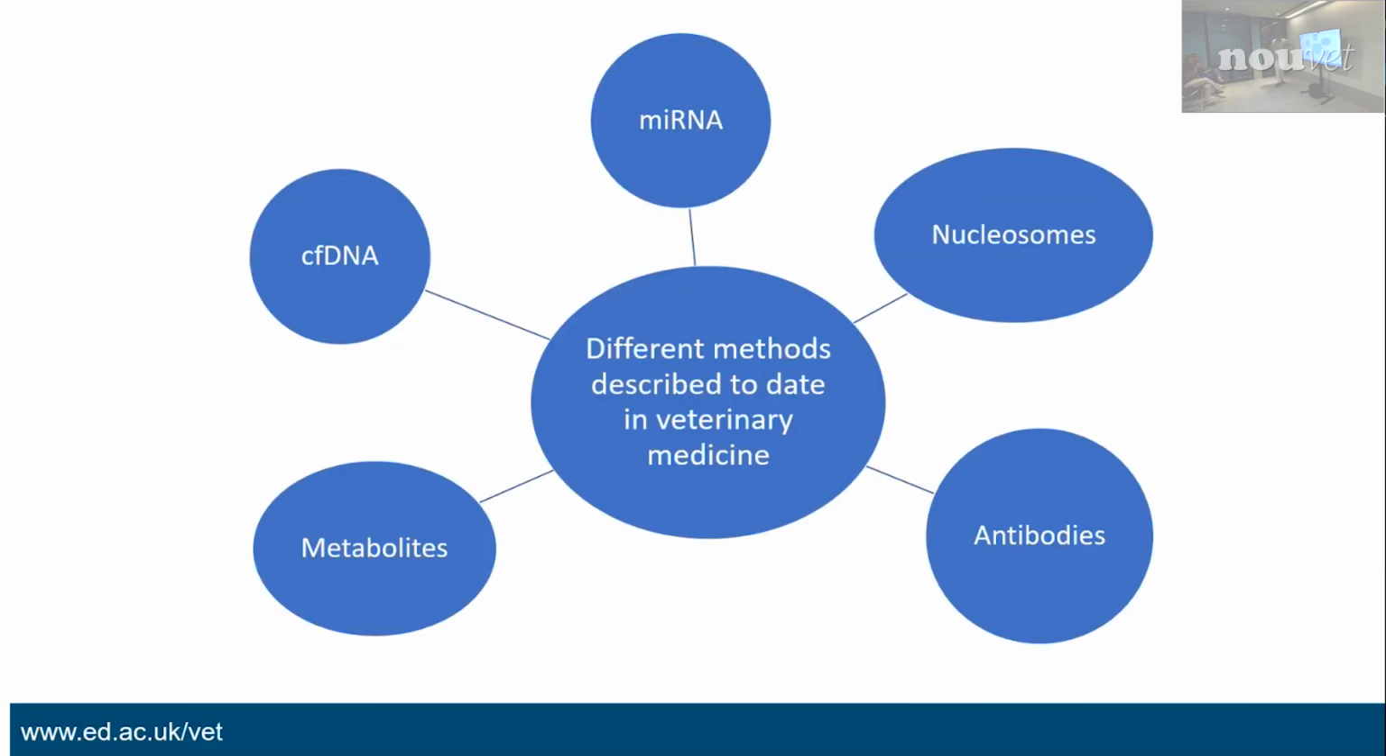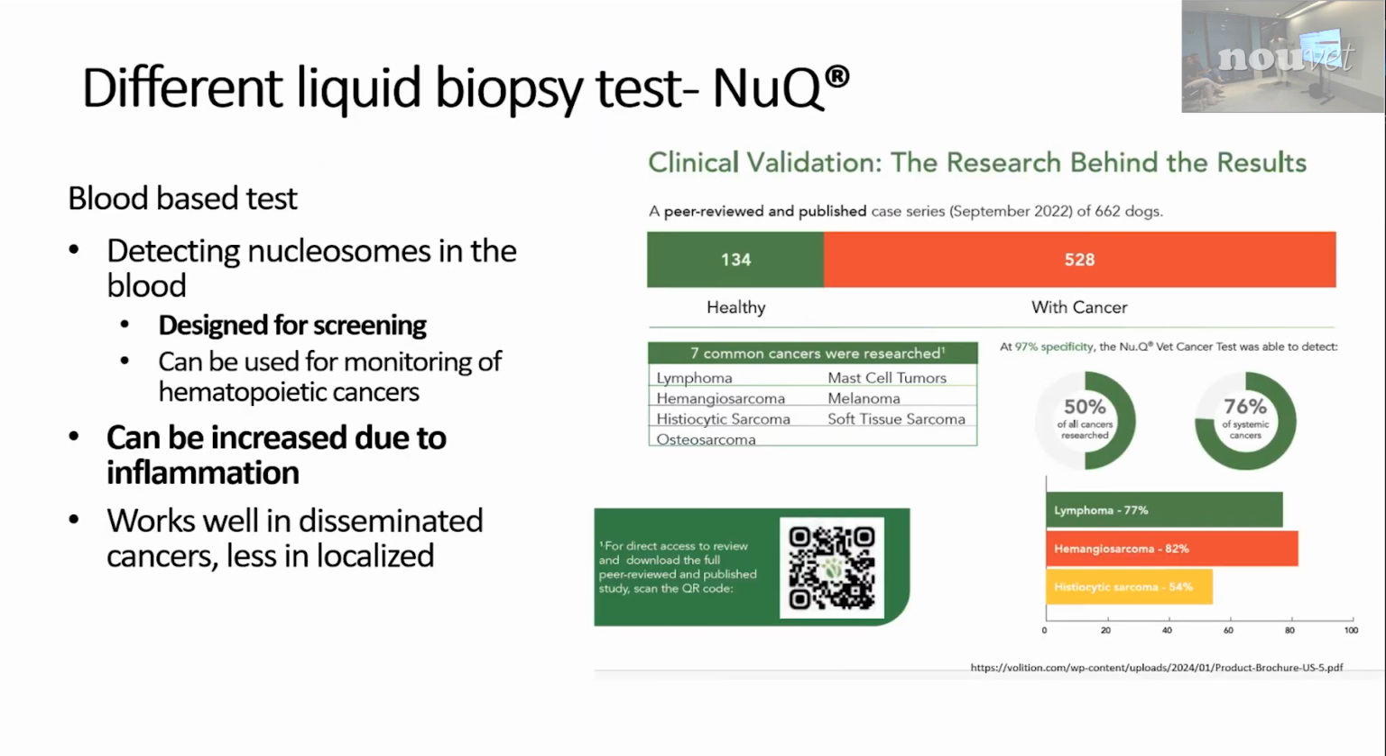Just as I mentioned in the previous slide, you can use different things to detect cancer. We have metabolites of the cancer. You can have cell-free DNA, microRNA, nucleosomes, and nucleosomes is what NuQ is working on. Antibodies, which is what Calviri is working on. So probably NuQ, as it's endorsed by lots of different companies, will come to you at some point.